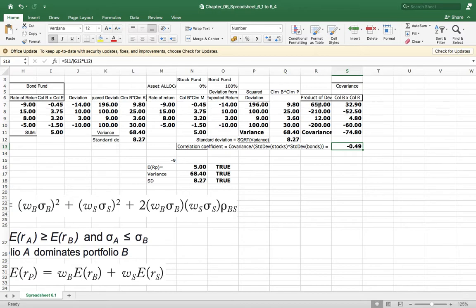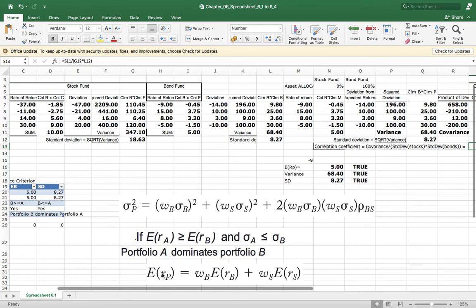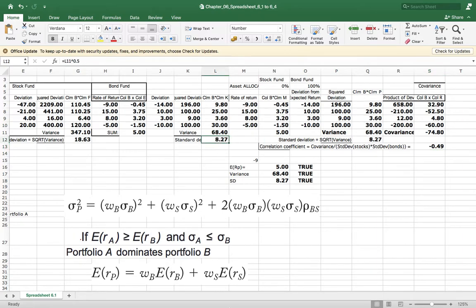Negative correlation, you can see here negative correlation. Bond fund and stock fund, they are negatively correlated from each other, minus 0.49. That is why when you saw only bond fund gives you 8.27 standard deviation, but 60-40, 40 in the stock fund, 60 in the bond fund, then your standard deviation is much reduced. From 8.27, it came to 6.65, and from equity 18.63 to 6.65. That means it's a perfect diversification. Only the systematic risk remains.